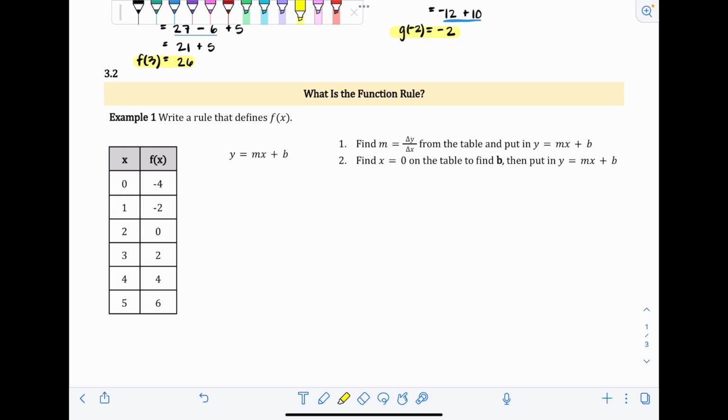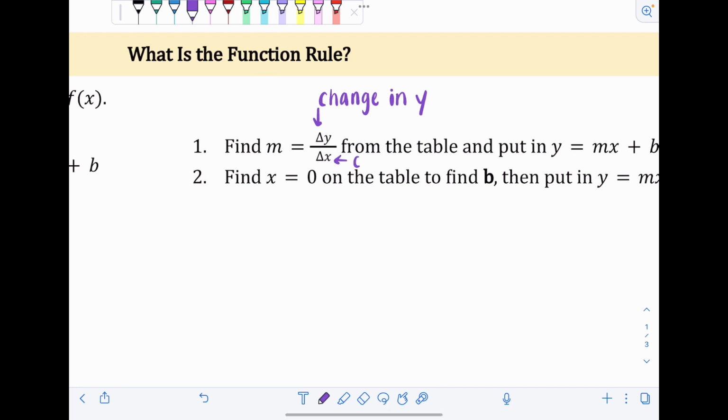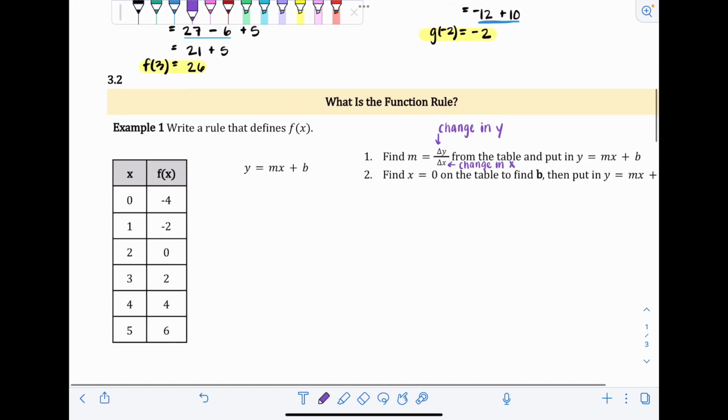Okay, so you may have noticed something new as far as a symbol in the written steps. Step 1 says find m equals, and then there are these triangles. These triangles mean change. The symbol is called delta, and it stands for change. So the change in y over the change in x is what it means. It's actually the same thing as slope, rise over run, just written a little bit differently, and it sometimes clicks a little more with the table.